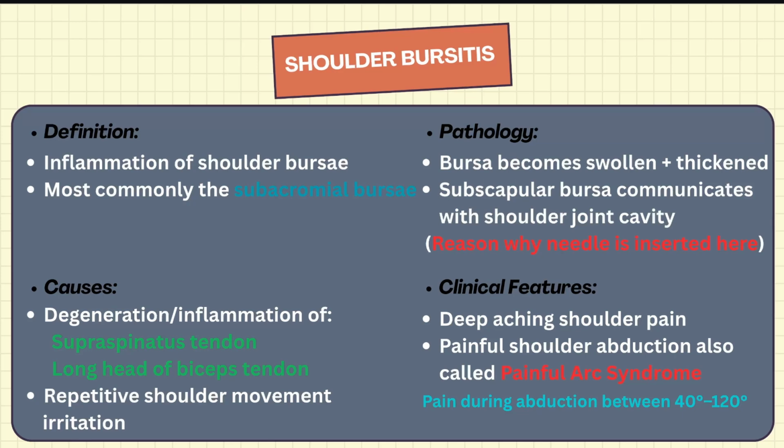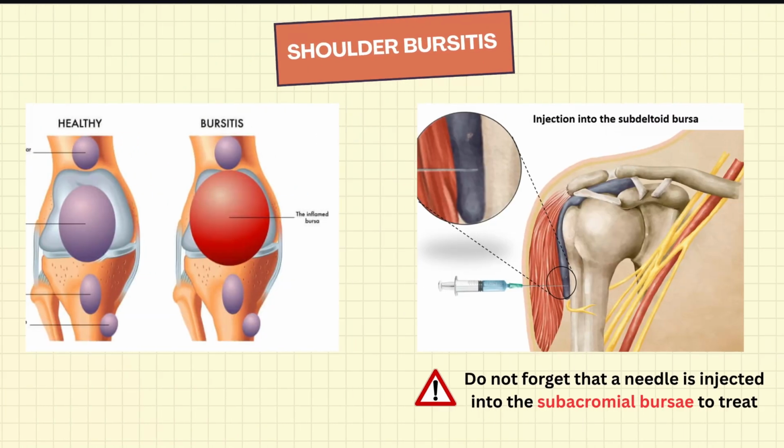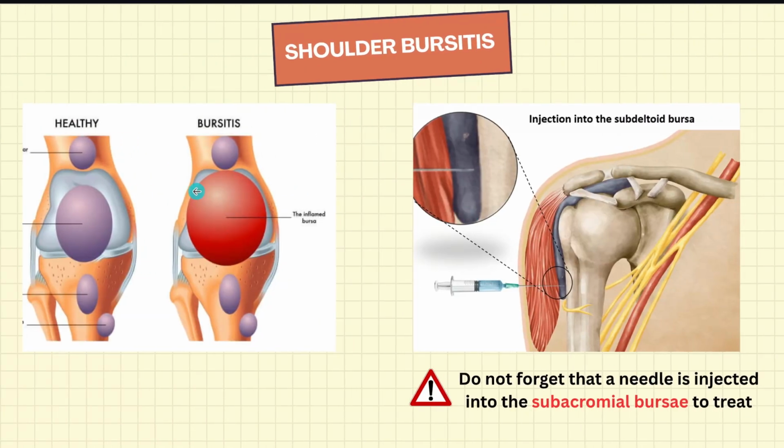Now, coming to the clinical features, patients usually come complaining of a deep aching pain in the shoulder. Whenever they try abducting their shoulders, they're going to feel a very sharp pain, and this is called painful arc syndrome. Once the patient goes between 40 to 120 degrees, there is a very sharp pain. This is the difference between a healthy and an inflamed bursa.